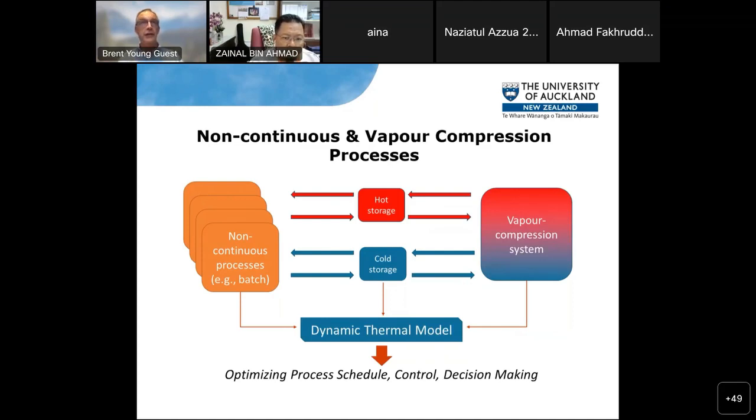The challenge is that a lot of these processes that we're looking at are non-continuous on the demand side, and yet we have to reliably run our integrated vapor compression heat pump cycles on the supply side to optimize the process, but also save energy. And so this is a major challenge. So I have a PhD student who's looking at this currently.